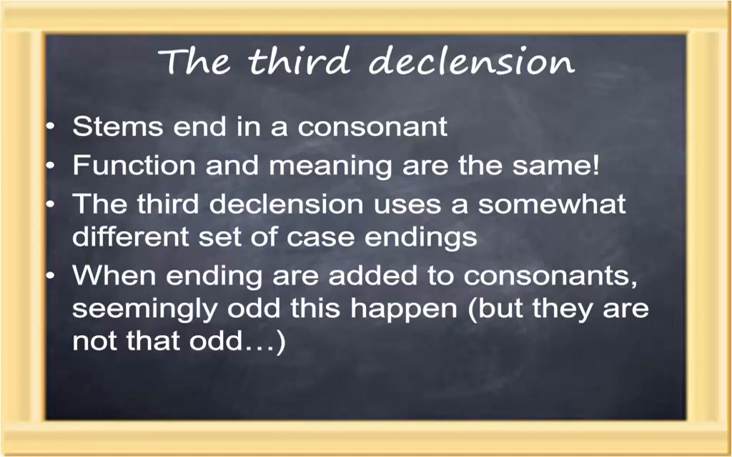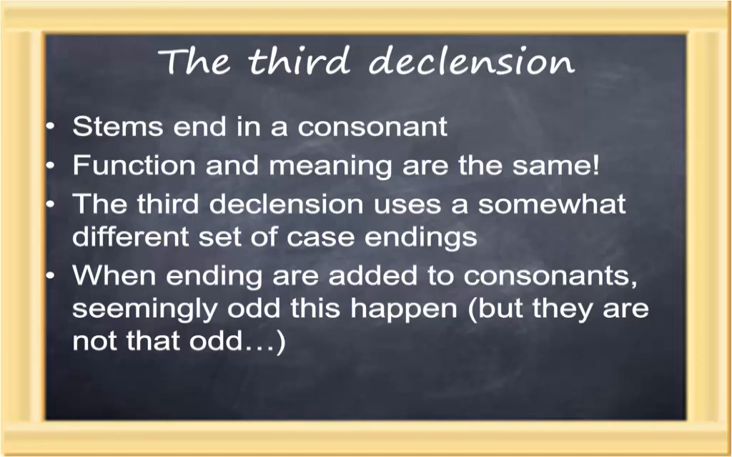The third declension is often called the consonantal declension, whereas in the first declension, the stem ended in alpha or eta, and in the second declension, the stem ends in an omicron. In the third declension, the stem ends in a consonant. And so although the endings look somewhat different, the meanings of the various cases are the same, and the function is the same.